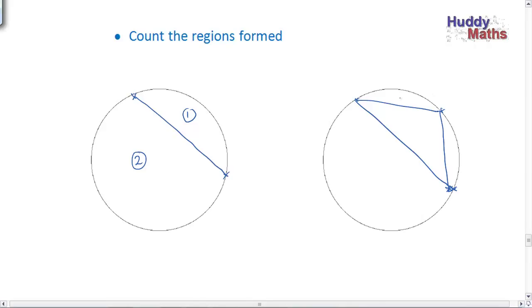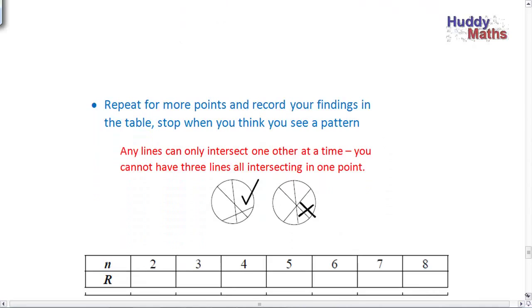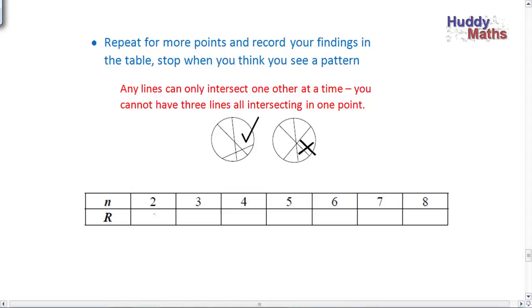So here we are. There's 1, 2, 3, 4. Four regions. Right, got the idea? Because we want to see if we can analyze this system of dividing up a circle. Oh, this is going to get heavy. So what do we got? N is going to be the number of points, and R is going to be the number of regions. So N is 2 points, and we've got 2 regions. When we had 3 points, we had 4 regions. We're going to see if we can analyze a pattern here.